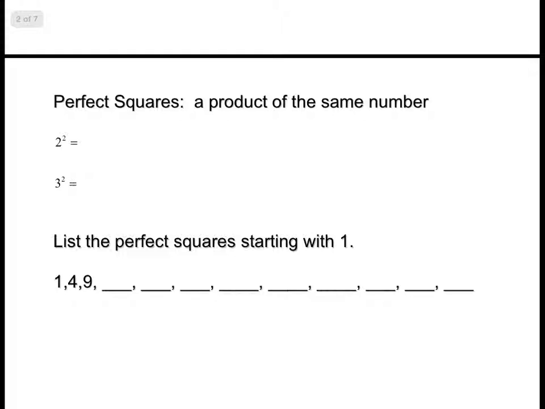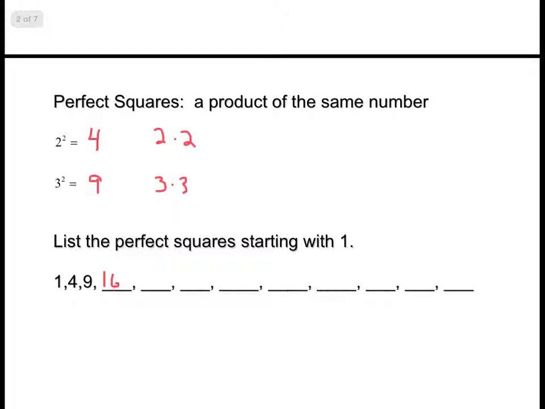First of all, let's define perfect square. A perfect square is a product of the same number. For example, 4 is a perfect square because it is a product of 2 times 2. And 9 is a perfect square because it is the product of 3 times 3. So the perfect squares, starting with 1, and you should know these, 1 times 1 is 1, 2 times 2 is 4, 3 times 3 is 9.